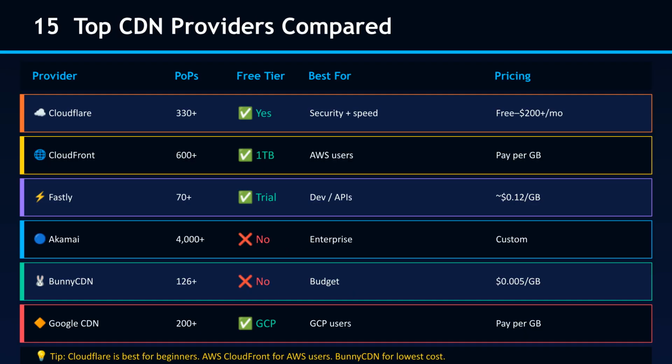Comparing top CDN providers shows key differences. Cloudflare is popular with over 330 POPs and a free tier, ideal for security and speed. CloudFront has over 600 POPs and a large free usage for AWS users. Akamai has the most POPs globally, targeting the enterprise sector with custom pricing.